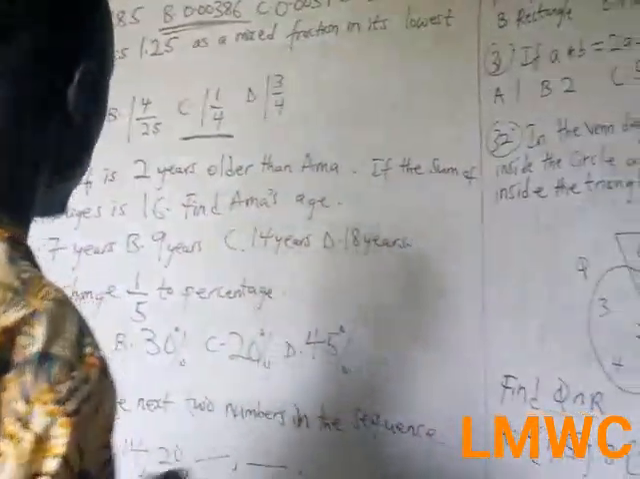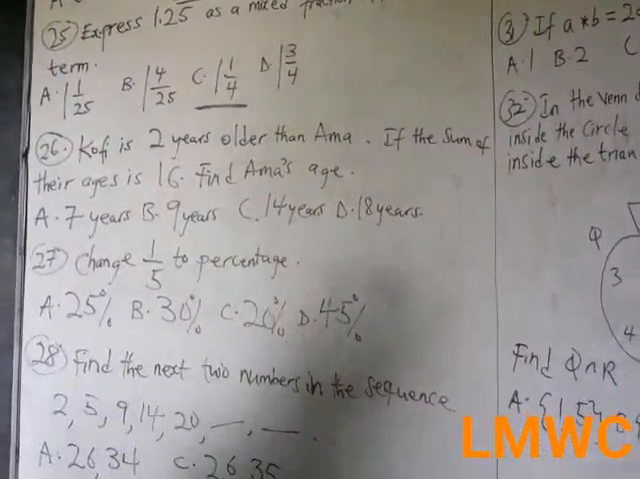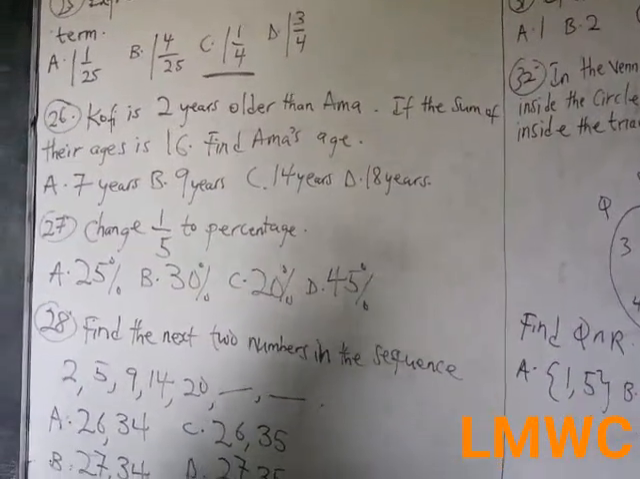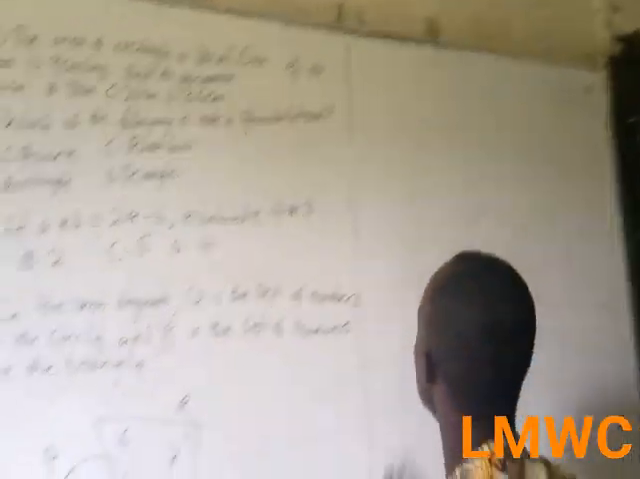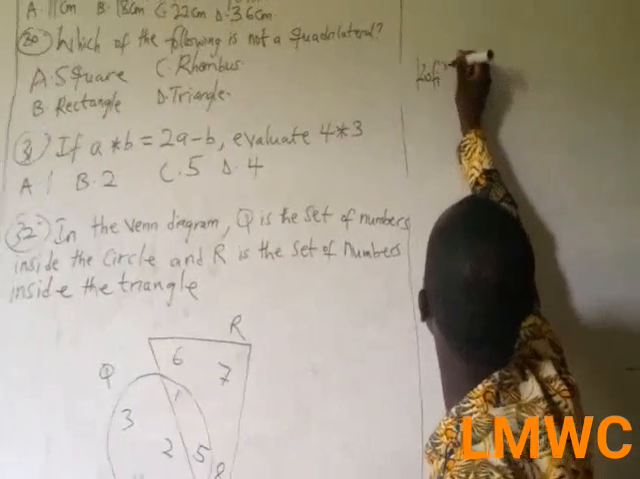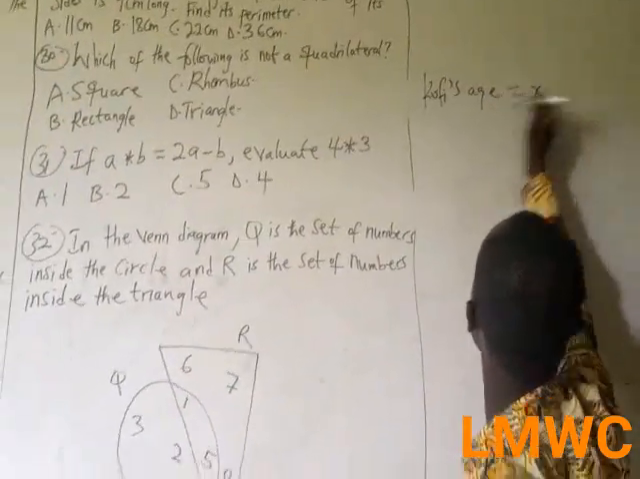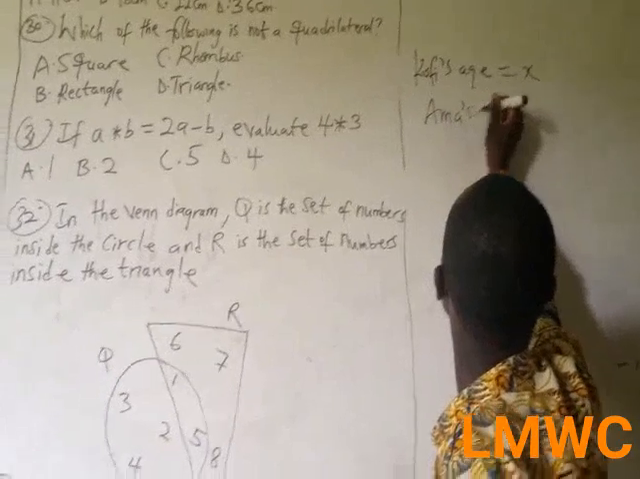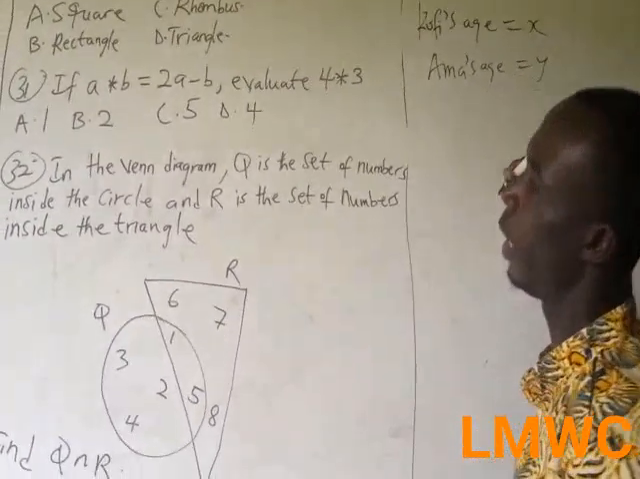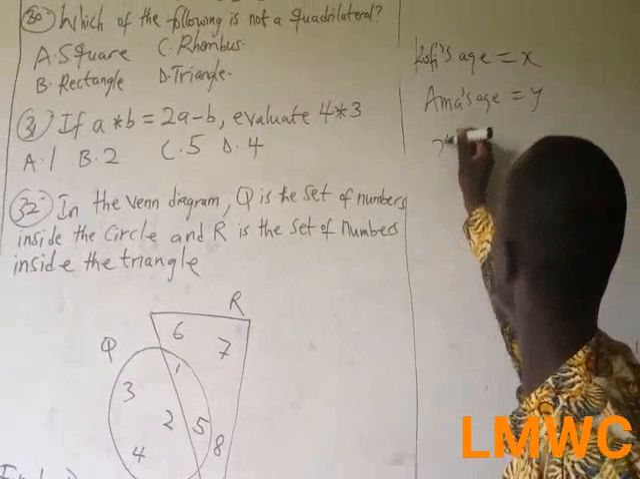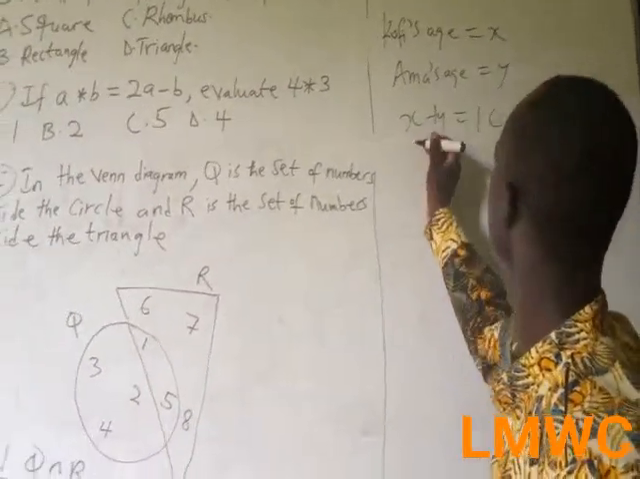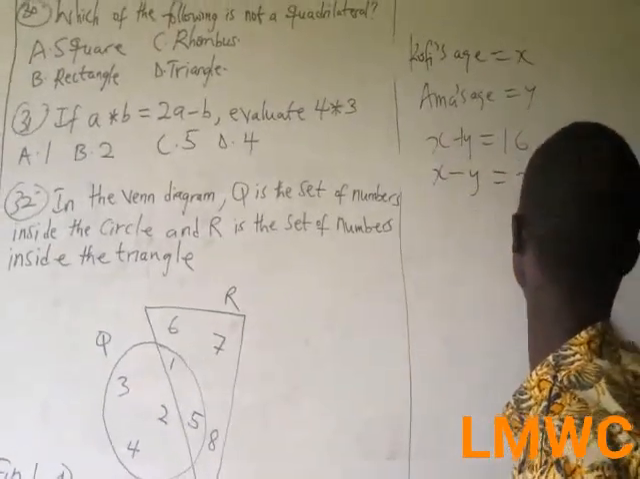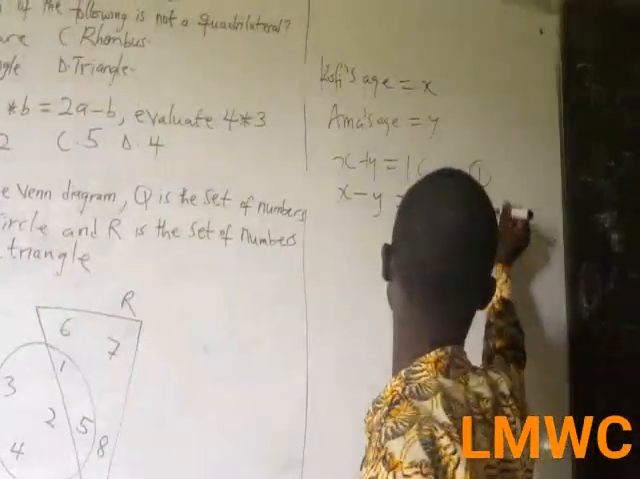C. Question 26. Kofi is 2 years older than Amma. If the sum of their ages is 16, find Amma's age. So let Kofi's age be x, and Amma's age be y. And they are saying the sum of their ages is 16. And Kofi is 2 years older than Amma, so it becomes x minus y is equal to 2.